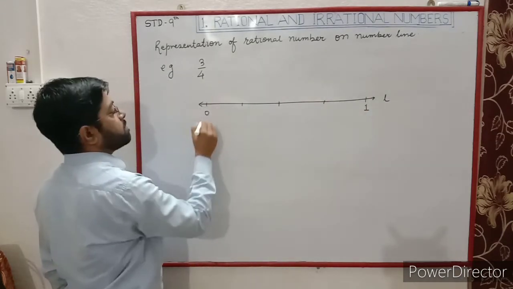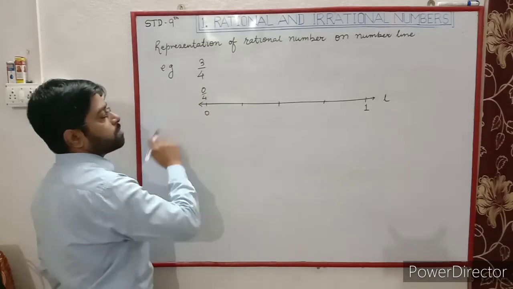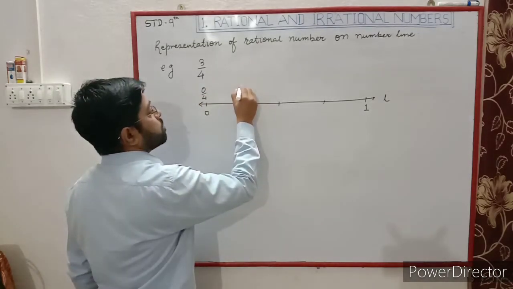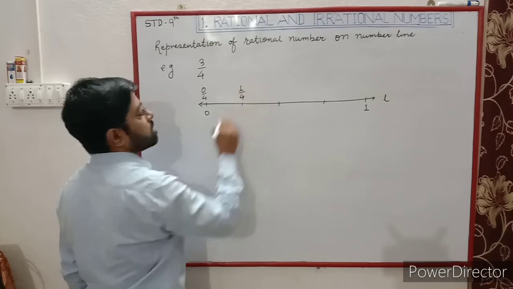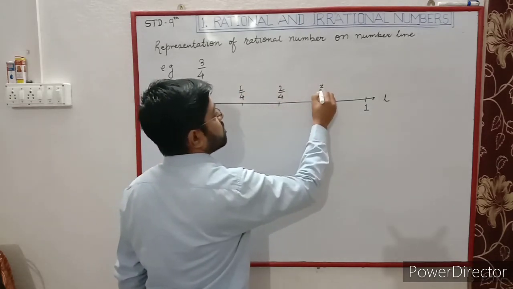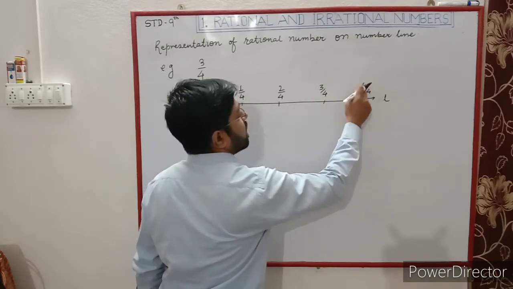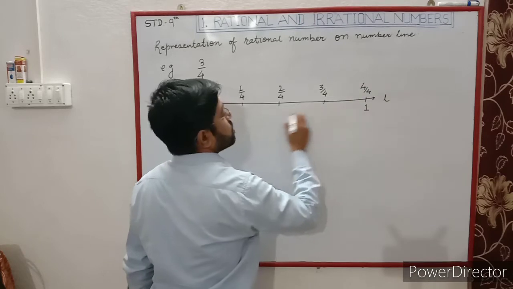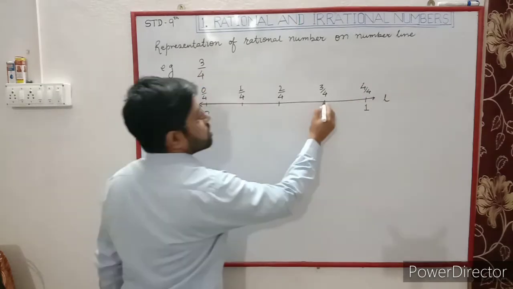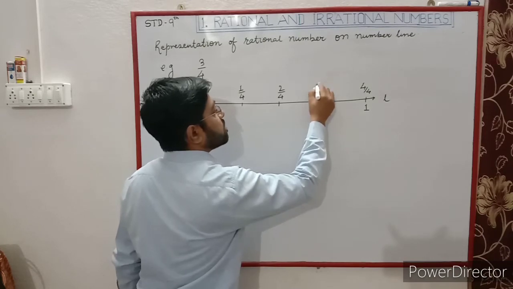Now we can write here 0 by 4, which is equal to 0, 1 by 4, 2 by 4, 3 by 4, 4 by 4. 4 by 4 is 1. So we represent 3 by 4. So this point is 3 by 4.